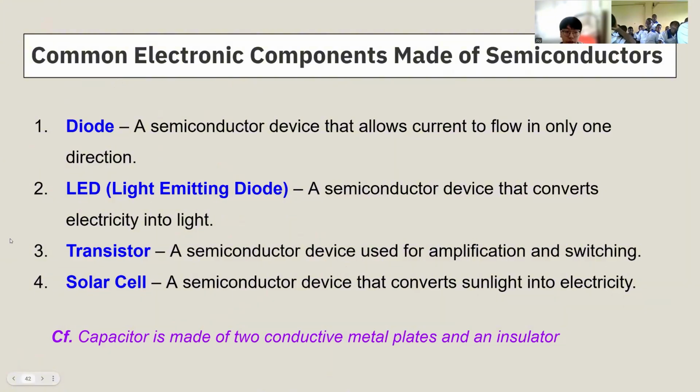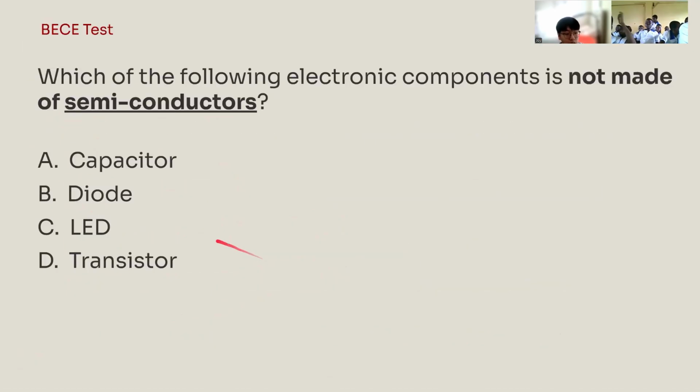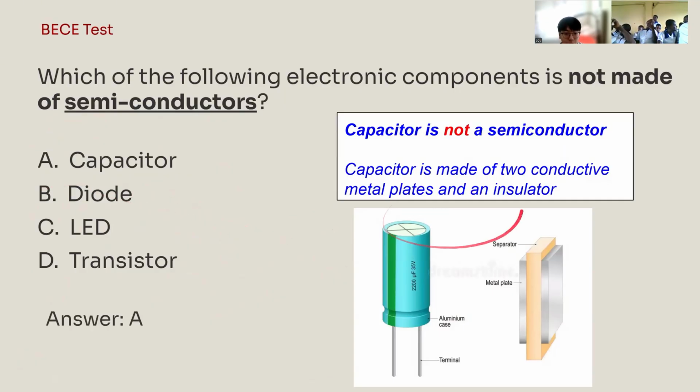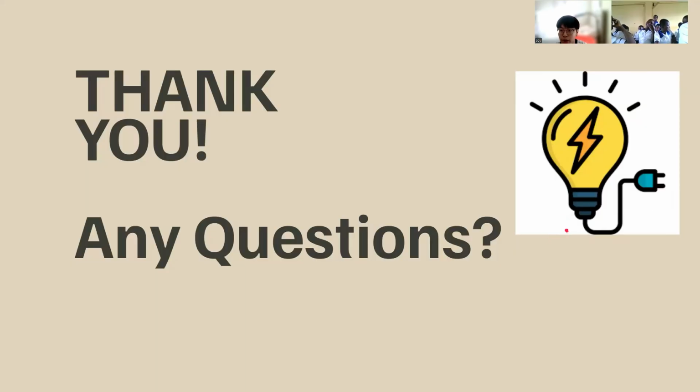We've seen before that a diode is made up of semiconductor, LED also, and transistor as well. So all of these are semiconductors, only the capacitor is not. Yeah, great job. And that will be the end of today's lesson. So thank you everyone for listening.